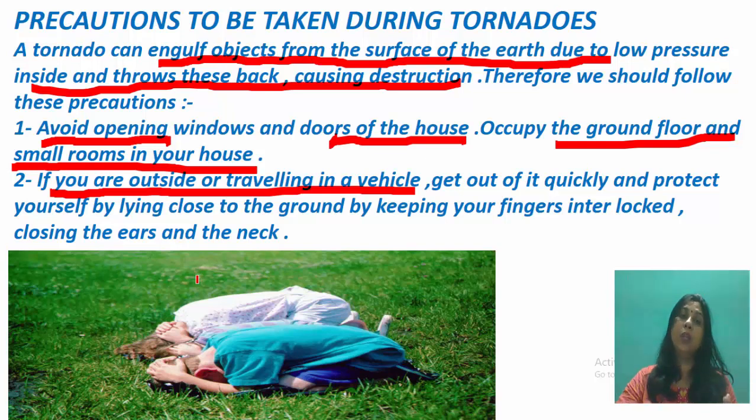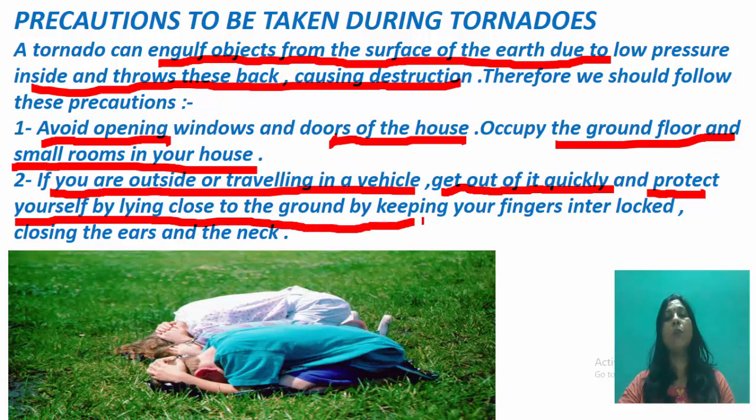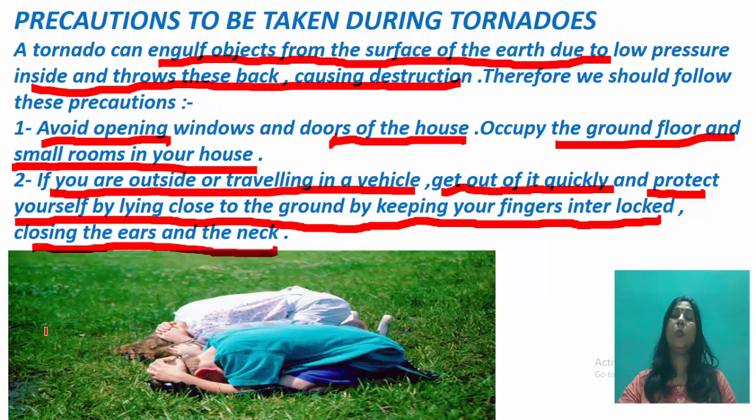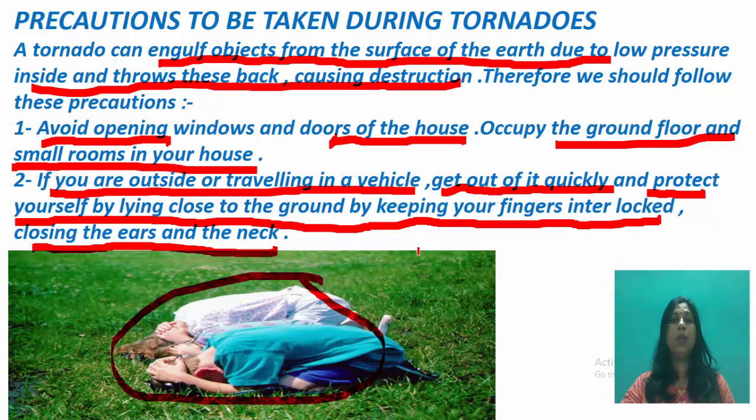Suppose you are outside, not at home, going somewhere or in a vehicle, then what you have to do is get out of it quickly and protect yourself by lying close to the ground, by keeping your fingers interlocked, closing the ears and neck. So you have to immediately get out of that vehicle and you have to sit like this as is shown in this picture. You can see they are close to the ground, keeping their fingers interlocked. These are interlocked fingers. You can see, closing the ear and the neck.